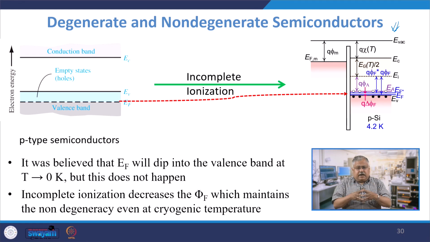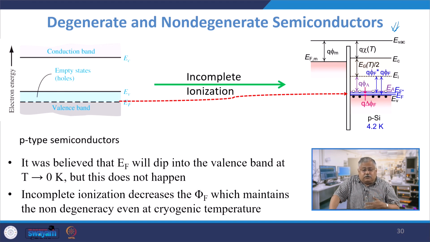T equals 300 Kelvin, right? I said 100% ionization is happening, which means that if I have a donor species which are 100 in number, all the 100 atoms are donating each electron to the conduction band, which means there are 100 electrons available. This is known as complete ionization.